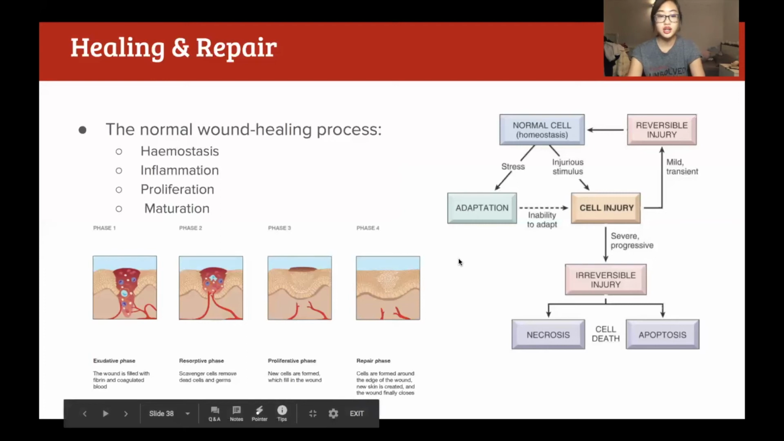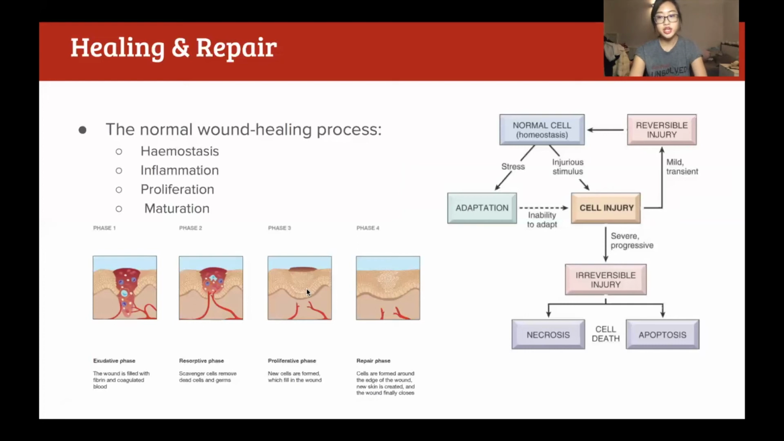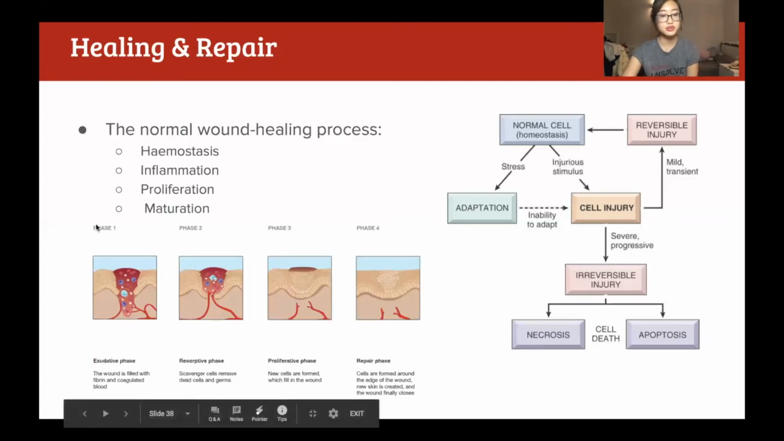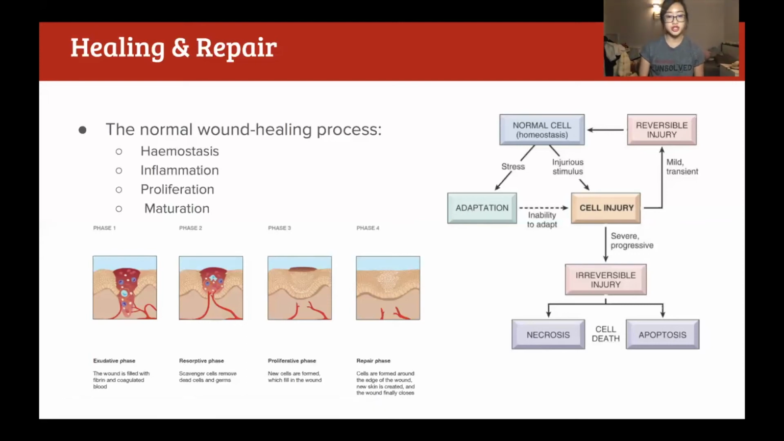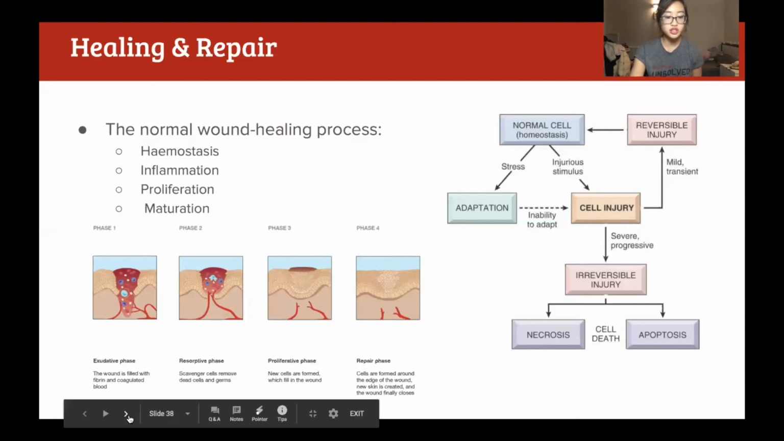And then after that we have the proliferative phase, during which new cells are formed which fill the wound. Depending on how severe the injury is, these new cells could be the same type of cells that were once removed by the injury, or they could be a different and more resilient, but also probably more rigid and less malleable cell type if the injury is really bad. And then we would have the repair phase, which we would call the maturation phase, during which cells are formed around the edge of the wound, the new skin is created, and the wound finally closes. So that's the picture wrap on our injury right there.